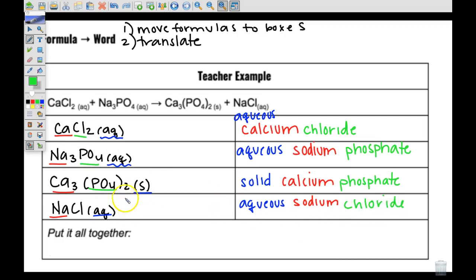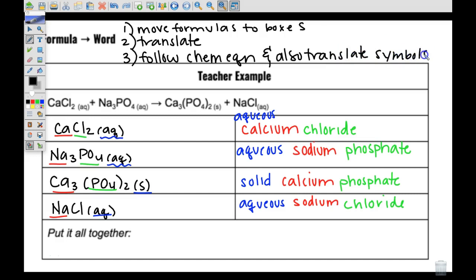So that's what you're going to do. Our third step, and that was a really long second step, so I appreciate your patience, but our third step is we're going to follow the chemical equation. And we're also going to translate the symbols now. So for example, we have a plus sign, and in its most basic form it means and I have another one over here.